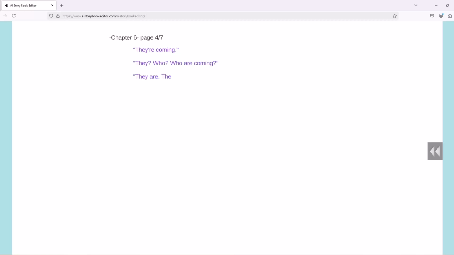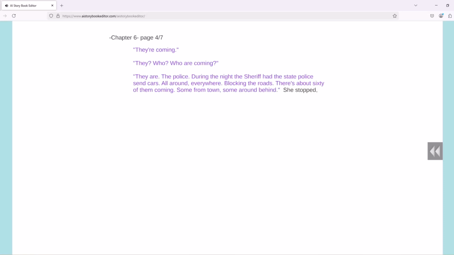"They are. The police. During the night, the sheriff had the state police send cars. All around. Everywhere. Blocking the roads. There's about 60 of them coming. Some from town. Some around behind." She stopped, gasping. "They said..." "What?" "They said you were some kind of a communist."